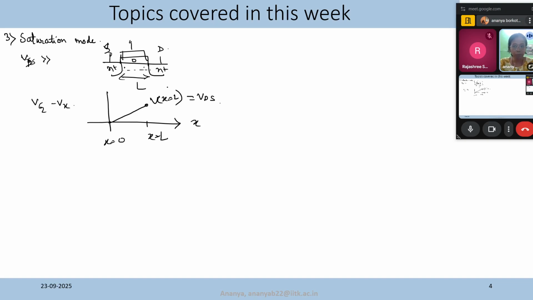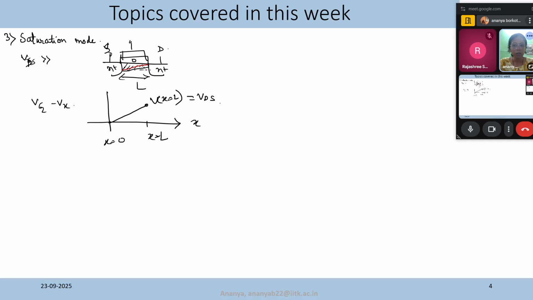A pictorial representation will be like this. When we apply, say, a small gate voltage, our voltage drop was like this. So because of that we have a channel like this. If we increase our VDS, what might happen? This drop will be even more on the drain side. So we will have less effective voltage at that point, and the density of electrons in the channel will decrease towards the drain.